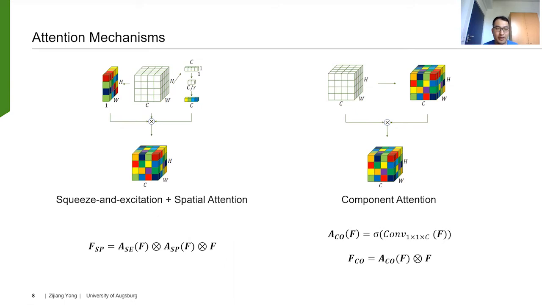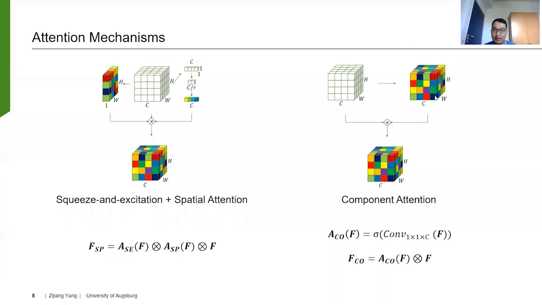It means we extract the spatial descriptor and the channel descriptor at the same time, and the output of the attention is calculated by multiplying the input vector, the channel descriptor, and the spatial descriptor together.